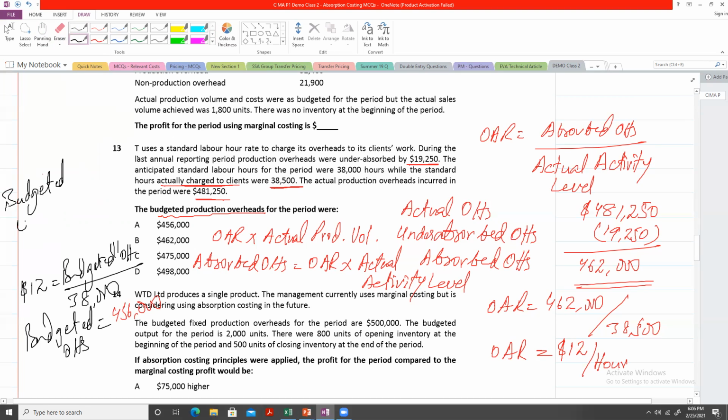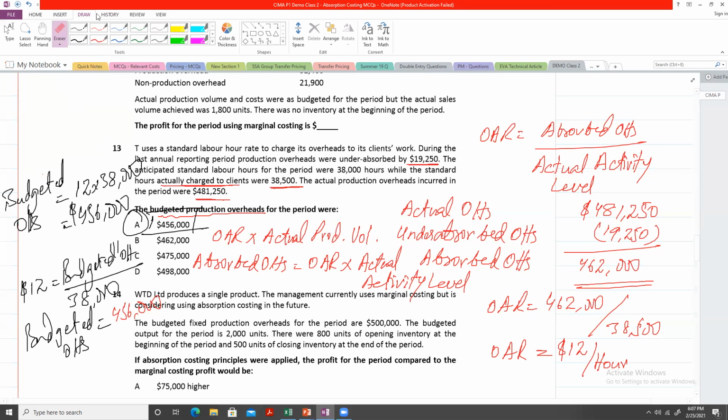How did we calculate budgeted overheads? We just took the overhead absorption rate, that is 12, and multiplied it by the budgeted activity level, that is 38,000, to get 456,000 as the budgeted overheads. So this is the correct answer. A is the correct answer for question number 13.